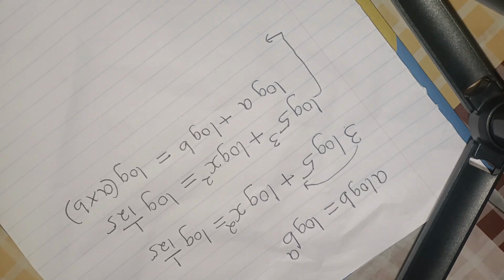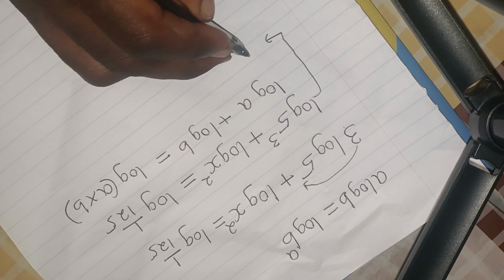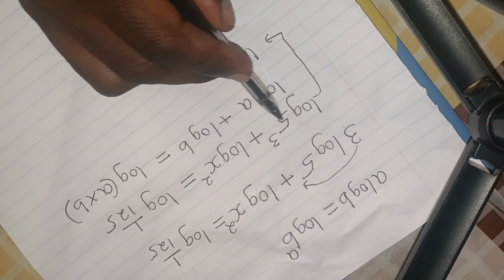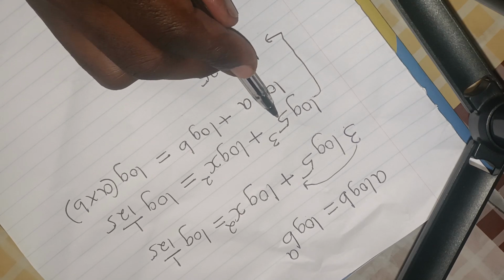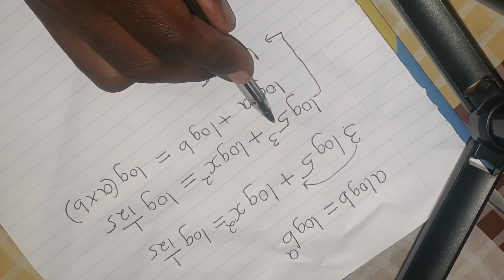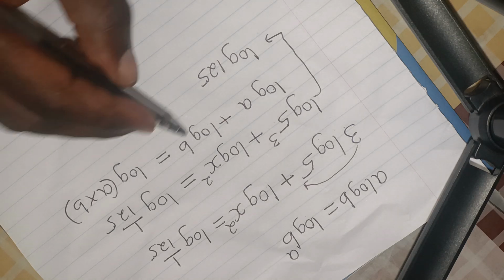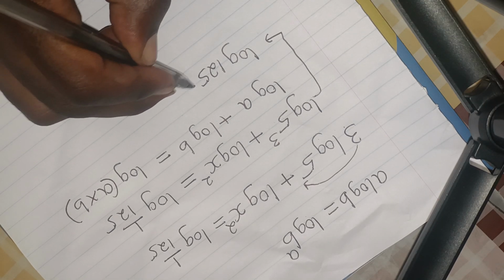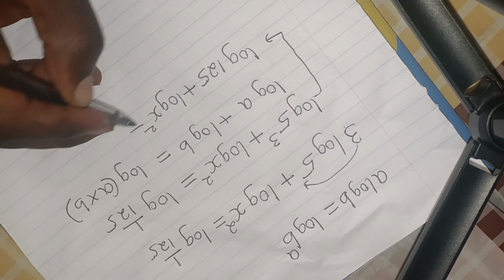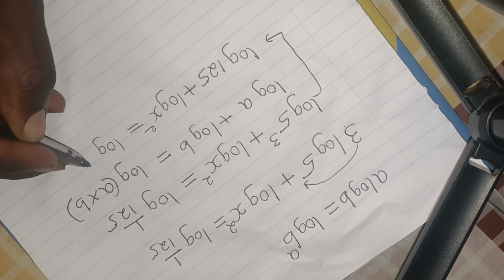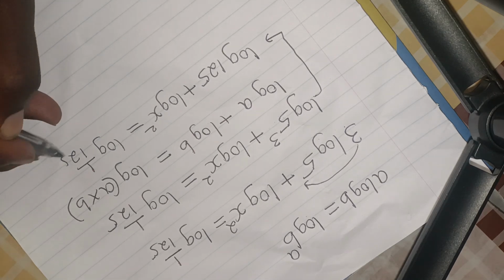So I'm going to have log 5 raised to 3, that is 125. That means 5 times 5 times 5. 5 times 5 is 25. 25 times 5 is 125. Then plus log x squared. The answer is equal to log 1 over 125.